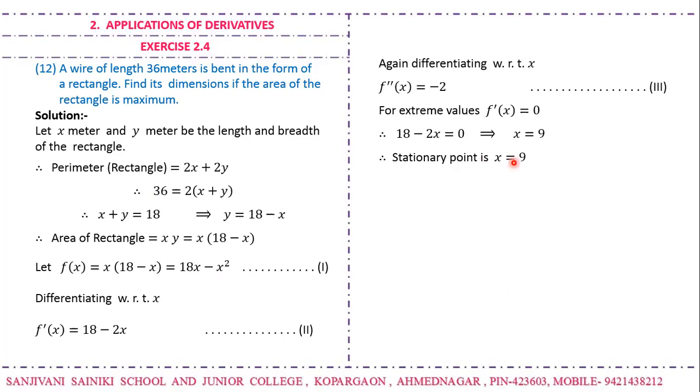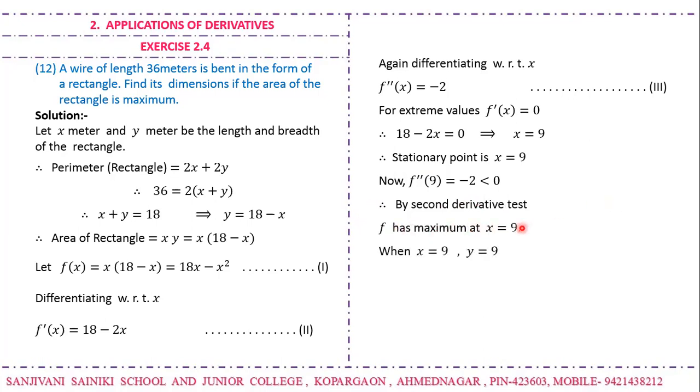Now we will check the sign of the second derivative at this point, but already the second derivative is minus 2, that means it is negative. So at whatever stationary point we have obtained, the function will have a maximum. By the second derivative test, f is maximum at x is equal to 9.